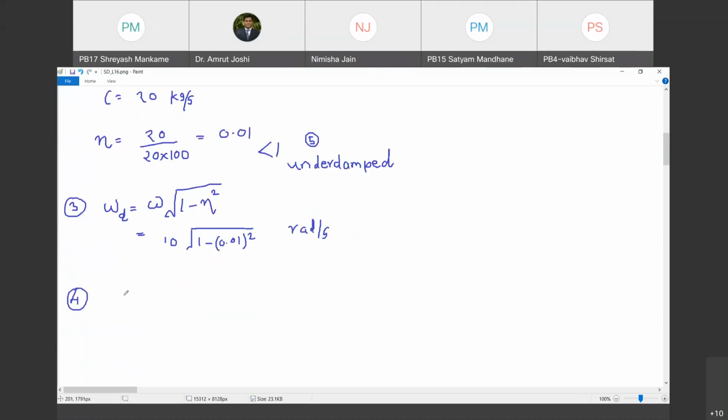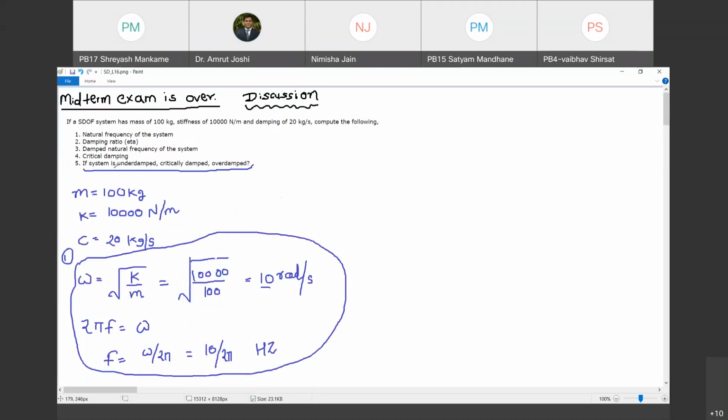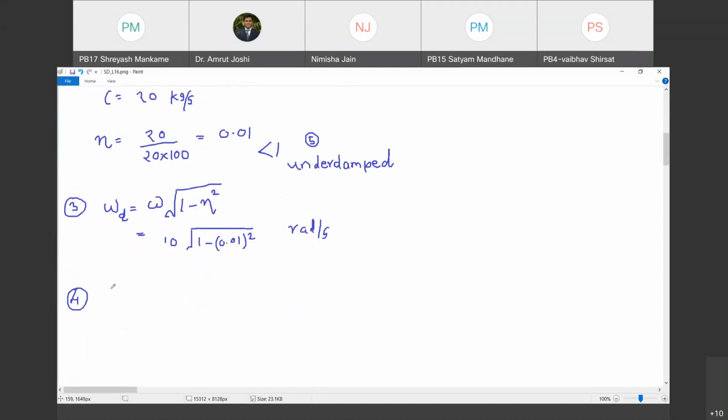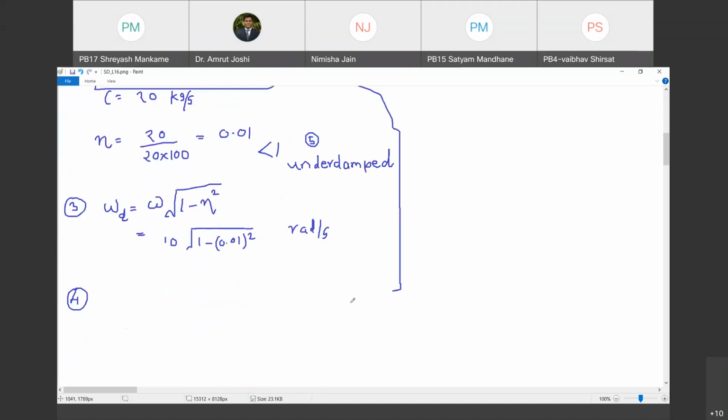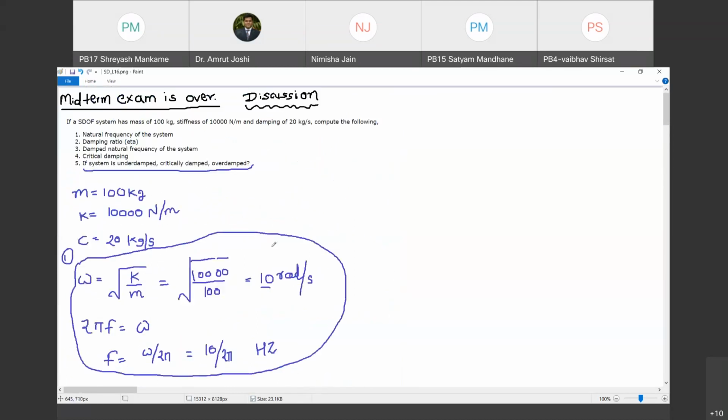Now let us go to the fourth part, which is the last part in this sum. What is critical damping? That's easy. C star is equal to 2m omega. Are you with me? Yes, sir. We have already calculated that damping, so this is the answer to question number 4. Happy? Yes. The unit of critical damping will be kg per second. So half the marks for number, half the marks for unit. Happy? Yes, sir. This was the first question.